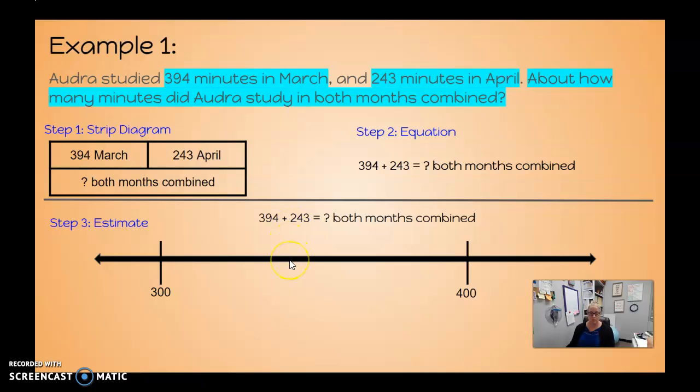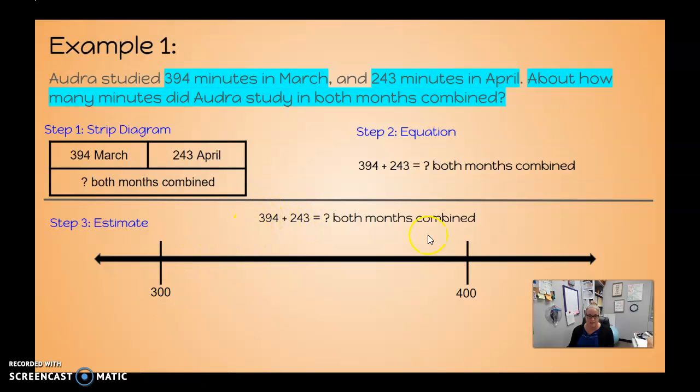Last week when we were working on rounding, we used our number line to help us. So we have to start with our first number of 394. The first thing I'm going to do is decide which are my two numbers on either side. So I have 300 and I have 400. I'm choosing to round to the nearest 100 because both of these numbers are in the hundreds place.